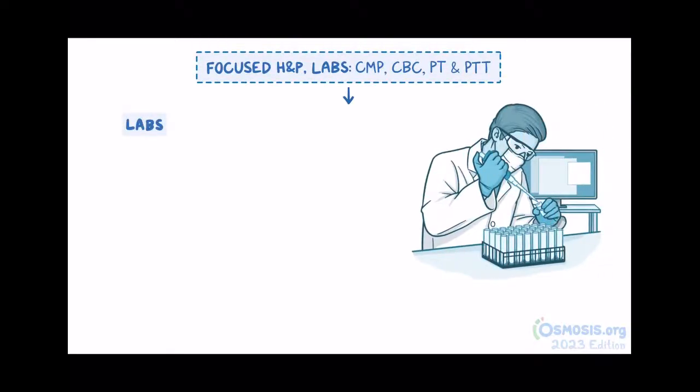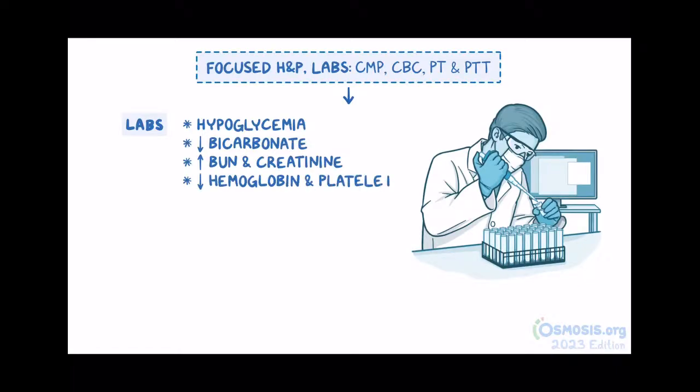Next, lab results are nonspecific and could reveal hypoglycemia, low bicarbonate, elevated BUN and creatinine, low hemoglobin and platelets, and elevated PT and PTT.